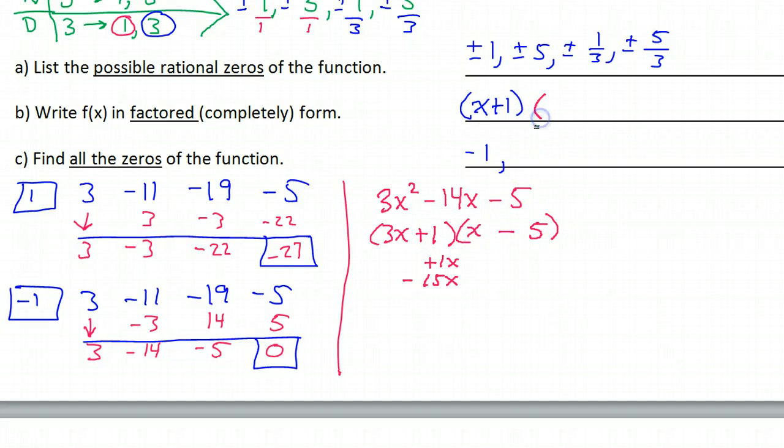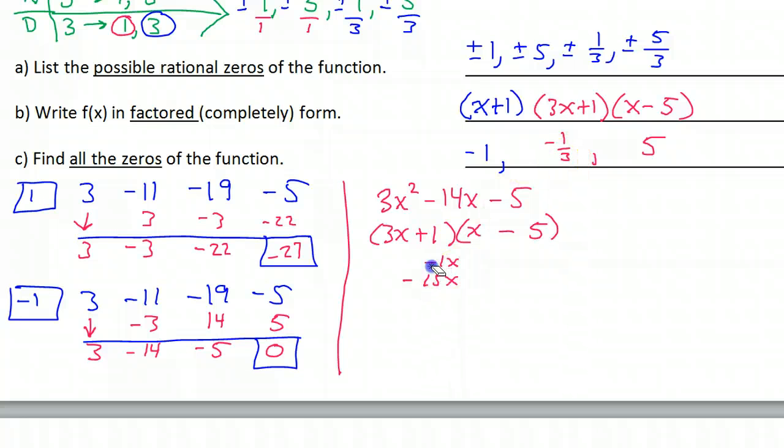So that gives me the rest of my factors. There's my 3x plus 1 and my x minus 5. That is the factored form, factored completely. Now the zeros from these are -1/3 and +5. So those are all my zeros, and there's my factored form, and there's my possibles. So I am done.